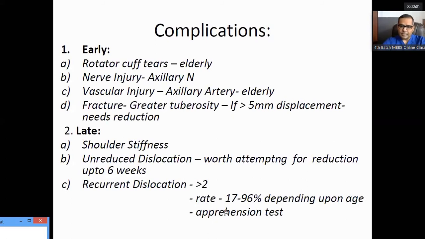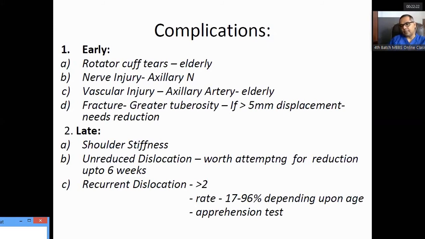It ranges from 17 to 96%. It depends upon the age of the patient. So when there is recurrent dislocation, we have to do the apprehension test. In the apprehension test, we externally rotate and abduct, and just give an upward thrust of the proximal humerus.